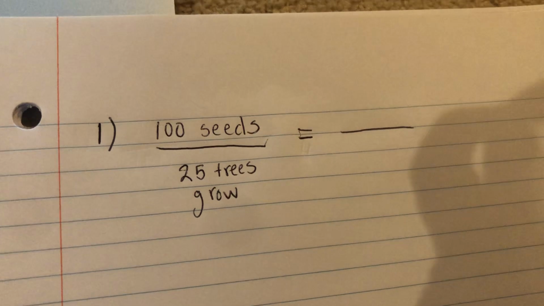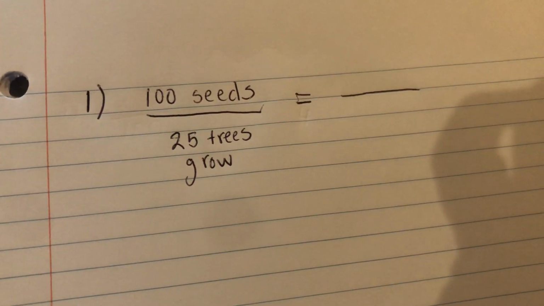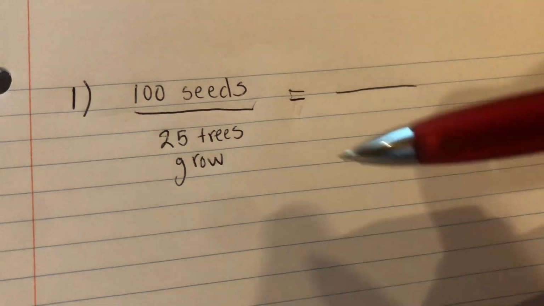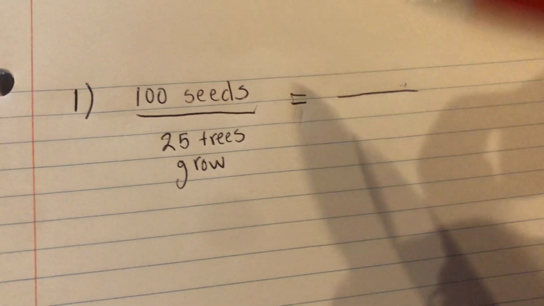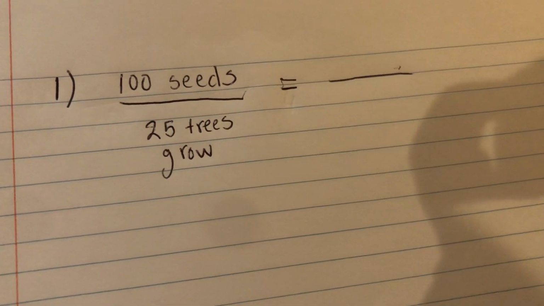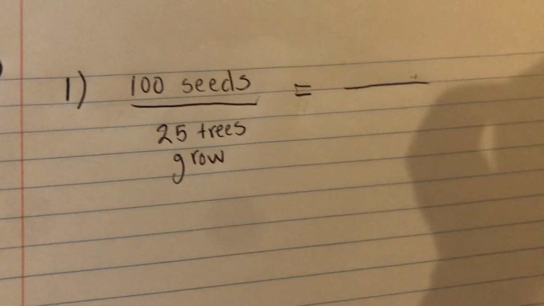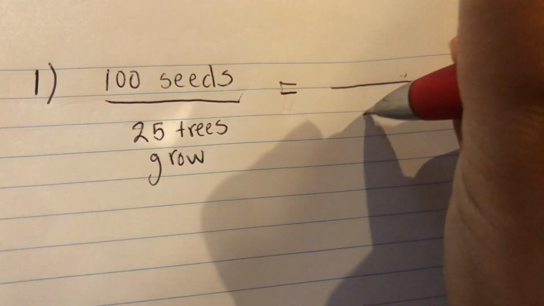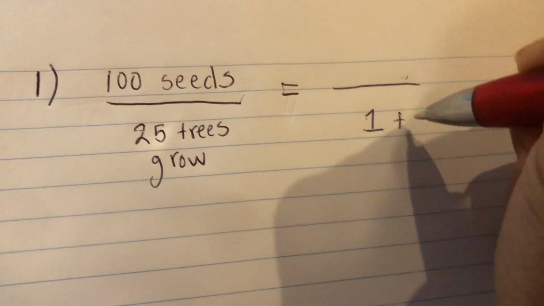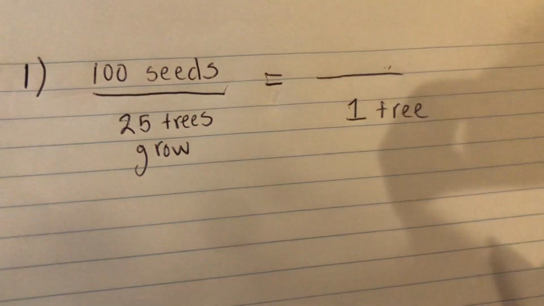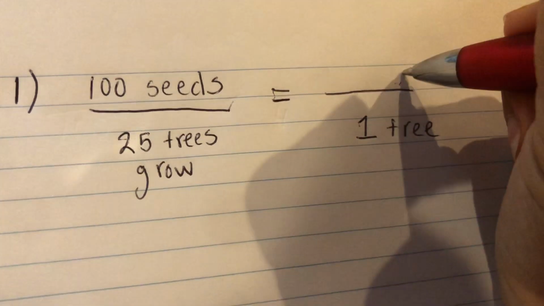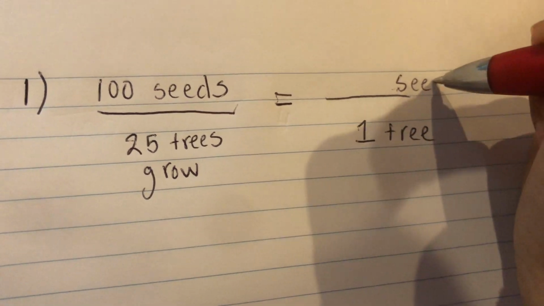So if I want to figure out, well, if there's 12 seeds, how many will grow? I need to figure out how many seeds need to be planted for 1 tree to grow? That's what I have to find first. We have to find the unit rate. So I'm going to figure out how many seeds need to be planted for 1 tree to grow. So let's figure that out first.